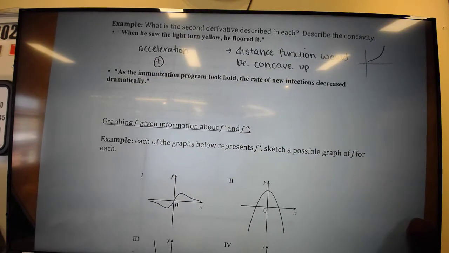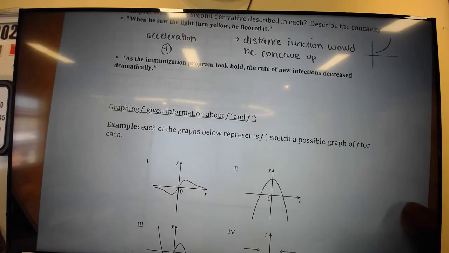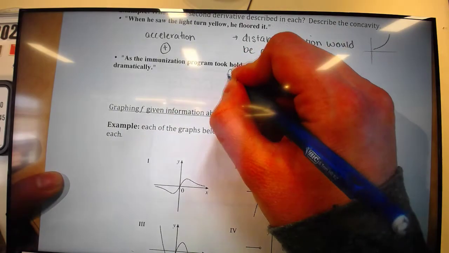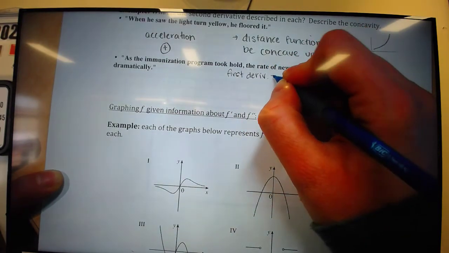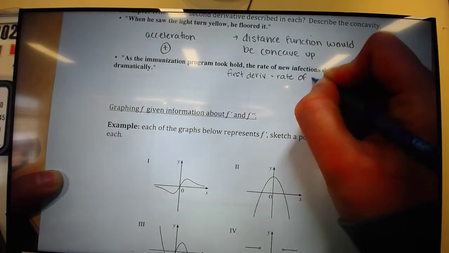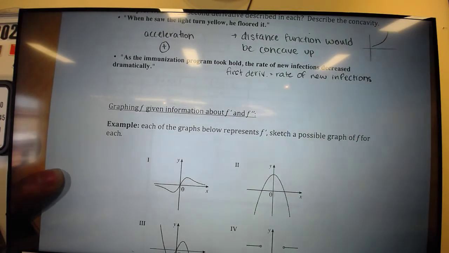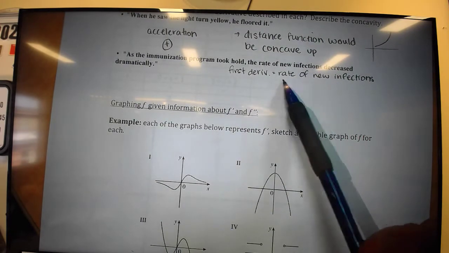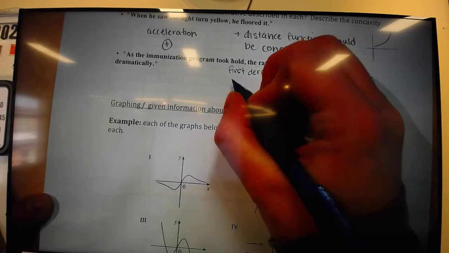Okay. As the immunization program took hold, the rate of new infections decreased dramatically. Hopefully that happens soon, hey? So first I'm just going to talk about what these derivatives mean. So the first derivative would be the rate of new infections, right? If we're plotting time versus number of new infections, then the first derivative would be the rate of how many are happening, right?